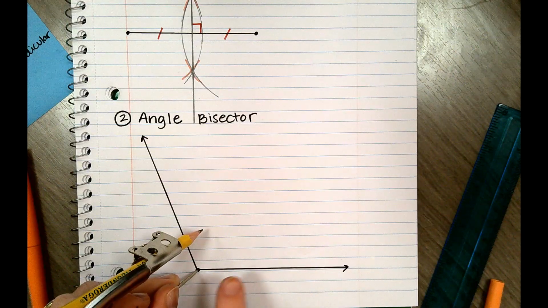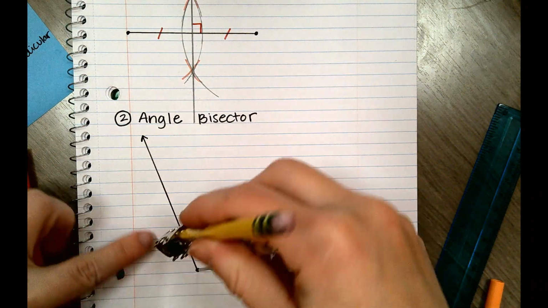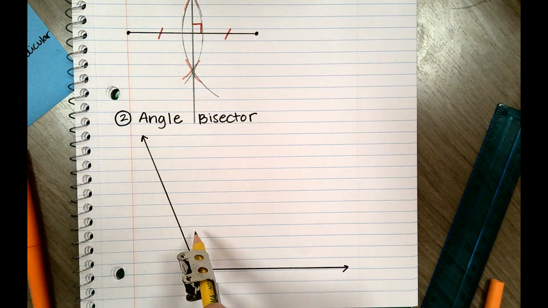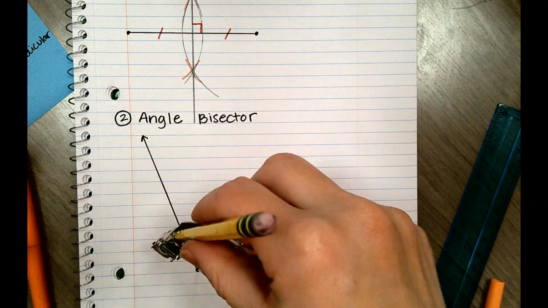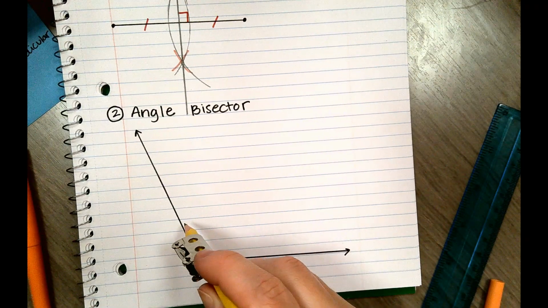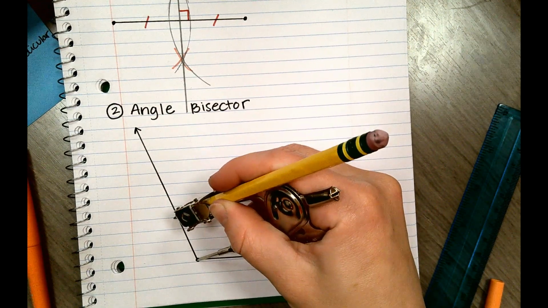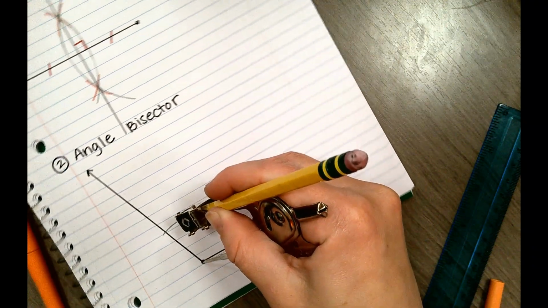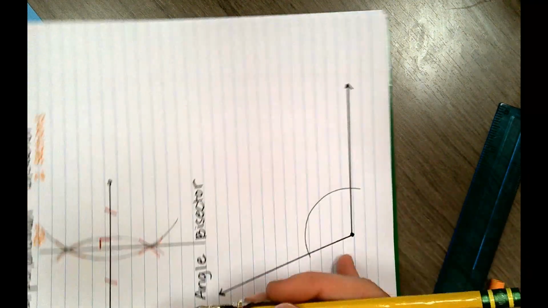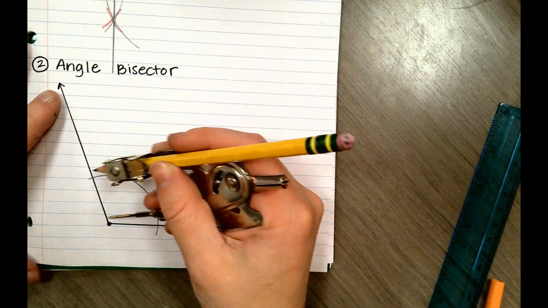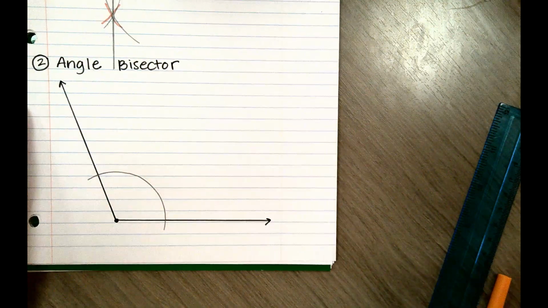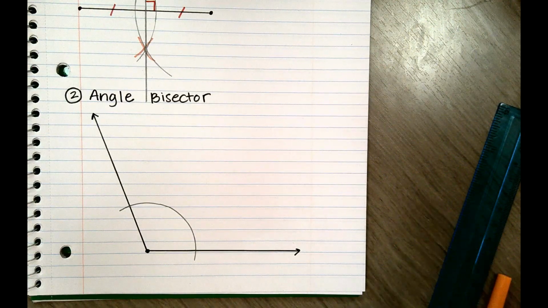So this first arc needs to go inside the angle and it needs to cross both of the rays. So I'm going to do this. Sometimes it's easier to move your paper and hold the compass still. So I'm going to touch down here and then I'm going to turn my paper. There we go. And this time, it actually is okay if you have it open smaller or bigger. Angle bisector is not as picky.